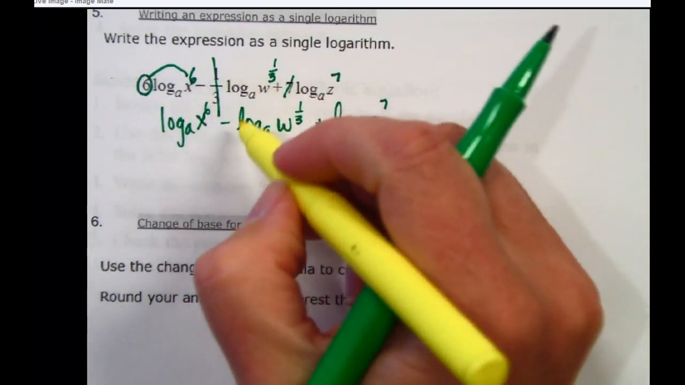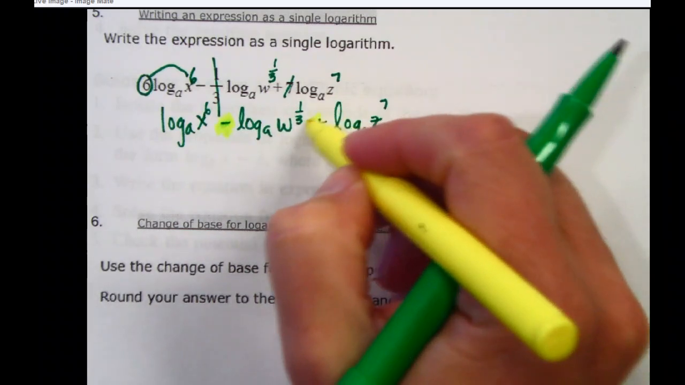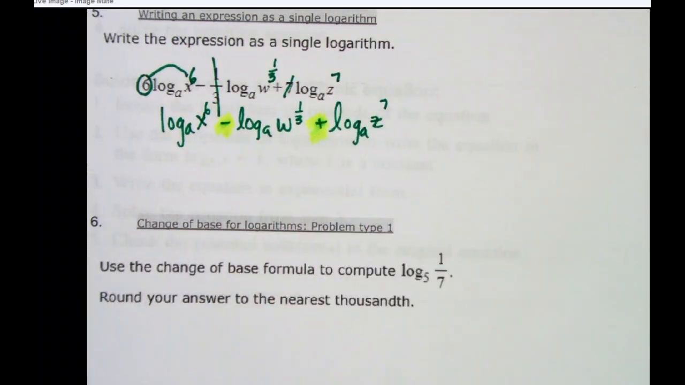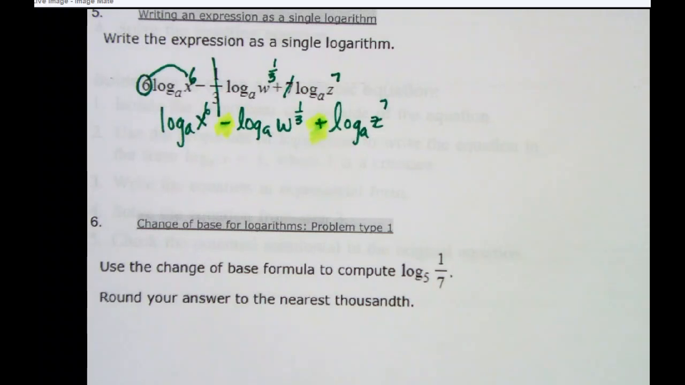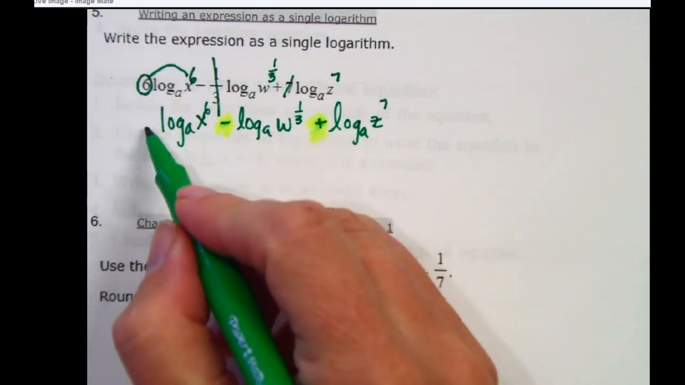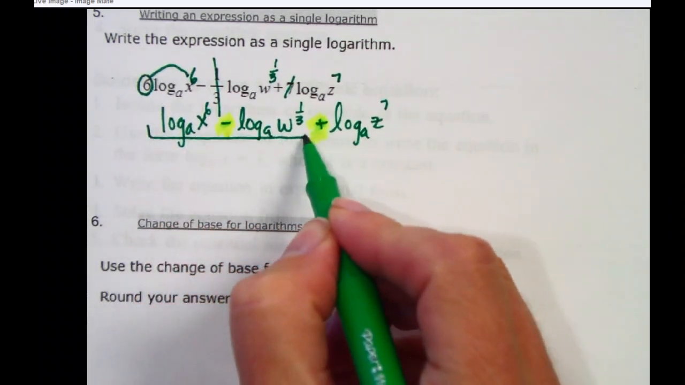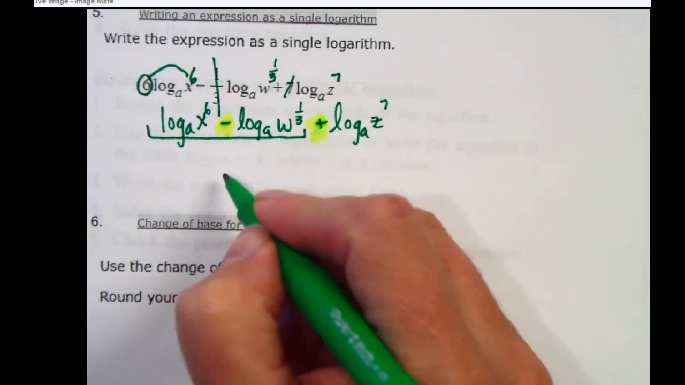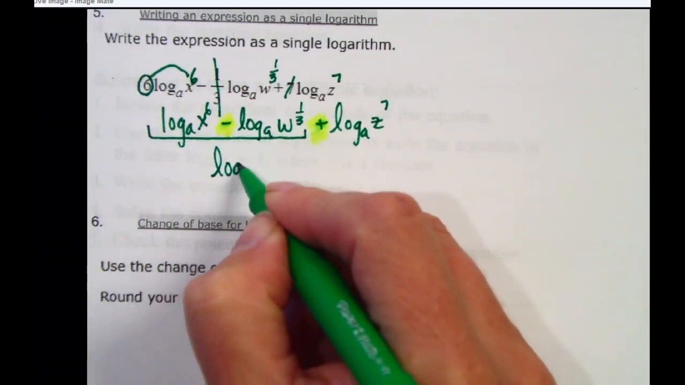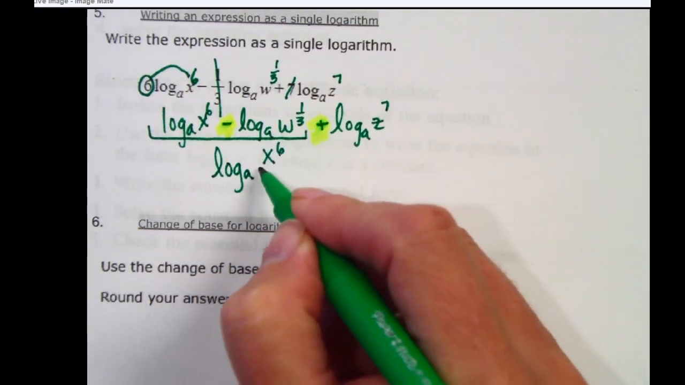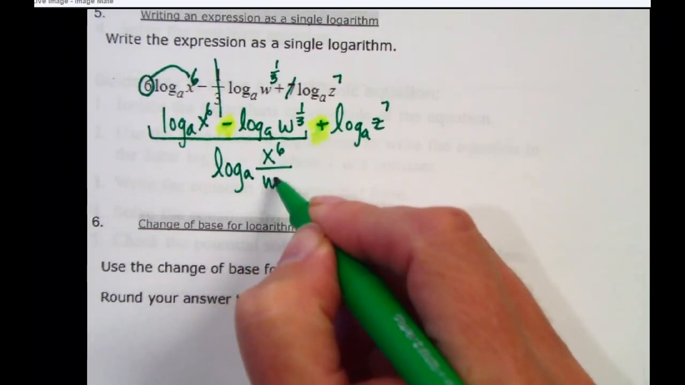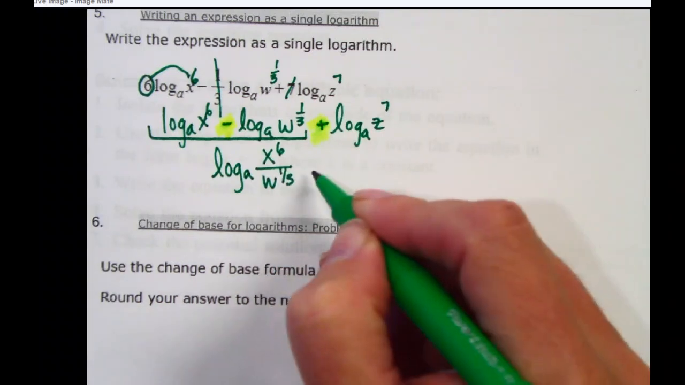All right, we've got a minus and we have a plus. We know the minus means division. We know the plus means multiplication. There are a couple different ways you can do this. I'm going to start by doing this first. We can smash it. And division, so I'd have x to the 6th divided by w to the 1/3.